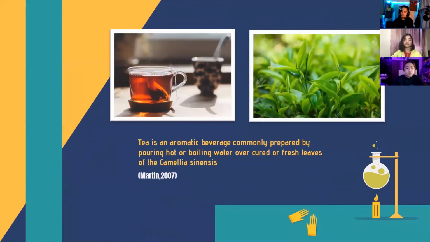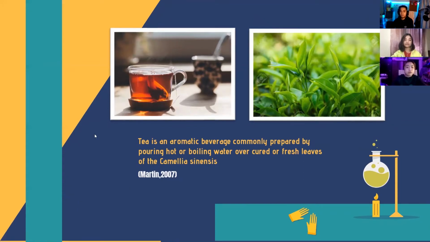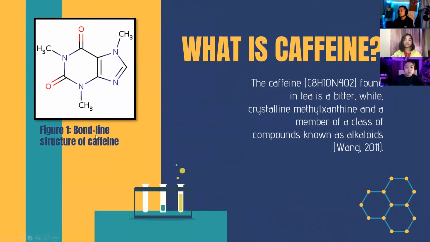Tea is one of the most commonly consumed caffeinated beverages in the world. Caffeine is a naturally occurring compound found in plant species and is one of the most widely used psychoactive substances on the planet. What is caffeine? The caffeine found in tea, C8H10N4O2, is a bitter, white crystalline methylxanthine and a member of a class of compounds known as alkaloids.